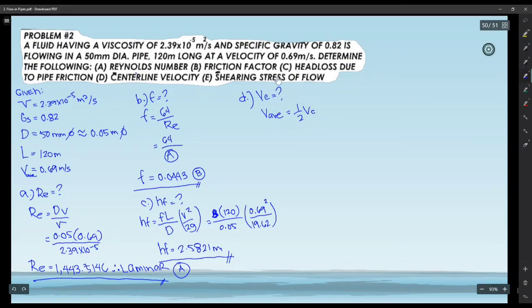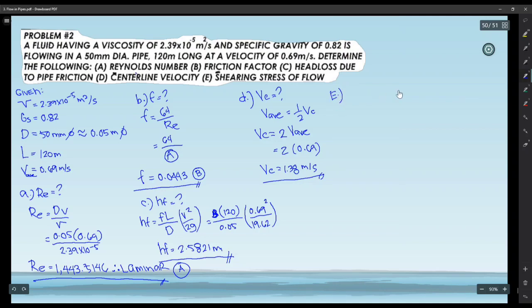So in short, to solve for B sub C, so B sub C is simply equals lang sa twice ng average velocity, or that will be 2 times 0.69. So B sub C is equals to 2 times 0.69. So that is 1.38. So that is meter per second. Dali lang na. And last, ano ba yung huling pinapahanap?